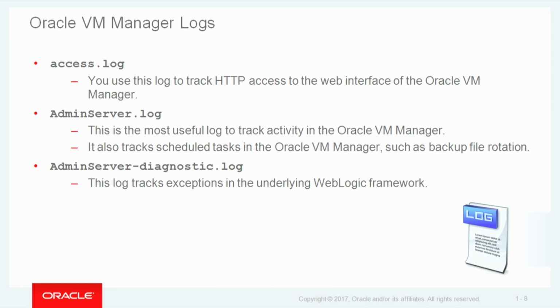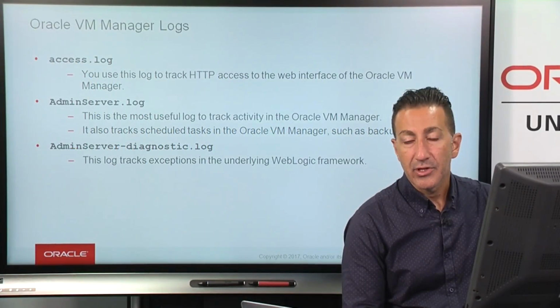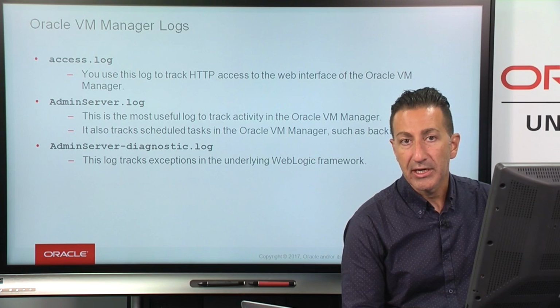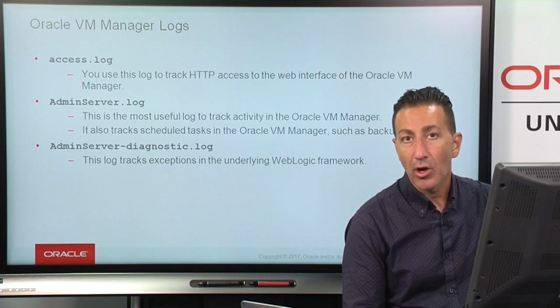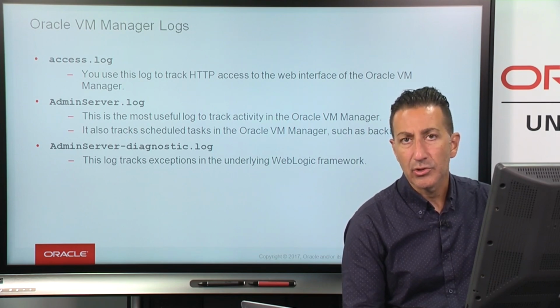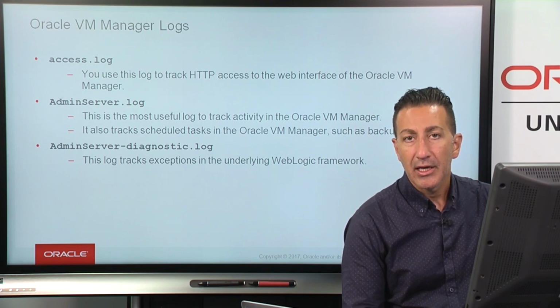The other one is the AdminServer.log. This is the most useful log to track activity in the Oracle VM Manager because it also tracks, for example, scheduled tasks in the manager. When you have a backup file rotation, it also tracks any action that you send to the manager, like discovering a server or cloning a virtual machine, and so on. It's the most important, because all the activity performed using the manager, the Oracle VM Manager core Java application, is logged in this AdminServer.log.